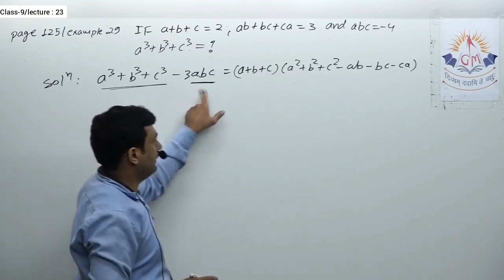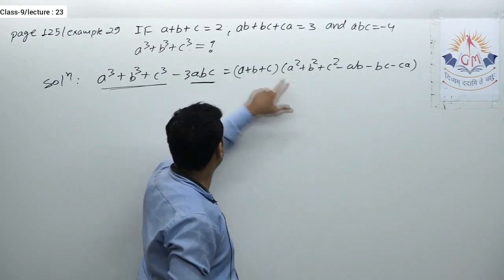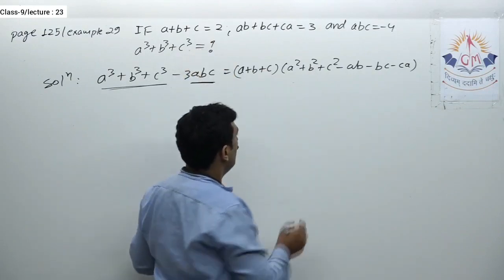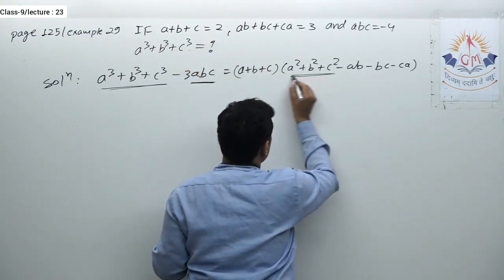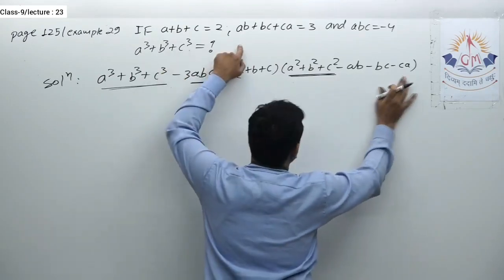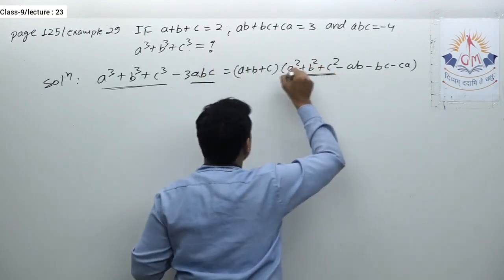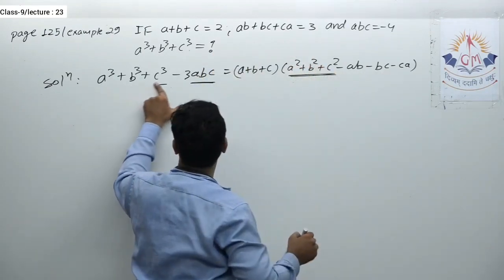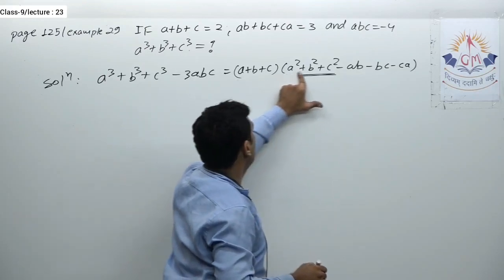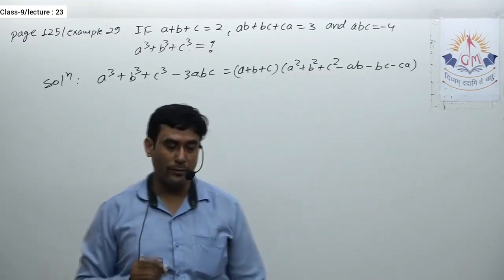Now to obtain the value of this, I need abc, the product of these three, that is given directly. I also need a plus b plus c, that is again given directly. I need a square plus b square plus c square, which is not given. That means to obtain the value of a cube plus b cube plus c cube, first of all I need to find a square plus b square plus c square.